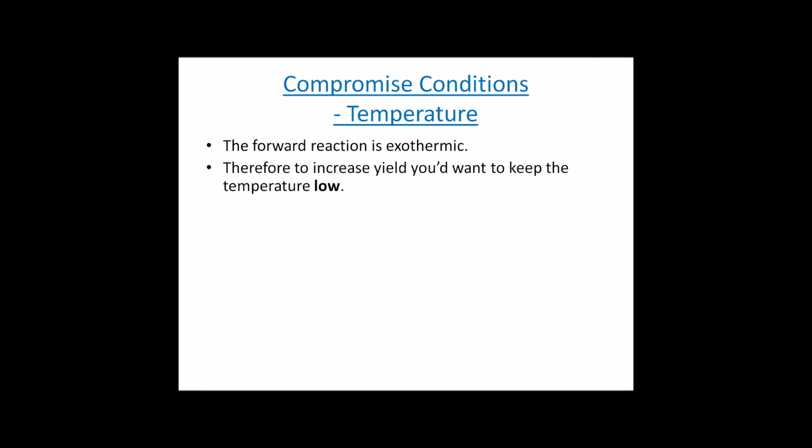So, the first compromise condition is temperature. Now, the forward reaction is exothermic. Therefore, to increase the yield, we'd want to keep that temperature low. The lower temperature would favour the forward reaction because we're keeping the temperature low, and therefore the equilibrium would shift to the right. If we keep that temperature low, we'd produce more ammonia.